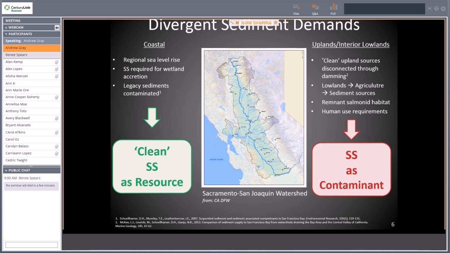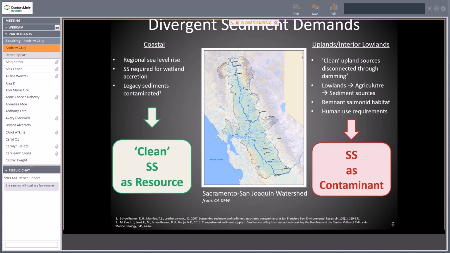Whereas as you go upstream into the interior lowlands and the uplands, well, we have clean upland sources, quote unquote, coming out of primarily the Sierra Nevada. Much of those have been disconnected through damming. There's, of course, well-known implications of that from a core sediment dynamic perspective, where we're blocking off a lot of salmonid habitat from potential riffles and gravel-bedded reaches, and also shutting off the gravel conveyor belt to replenish the remnant habitat that's left.